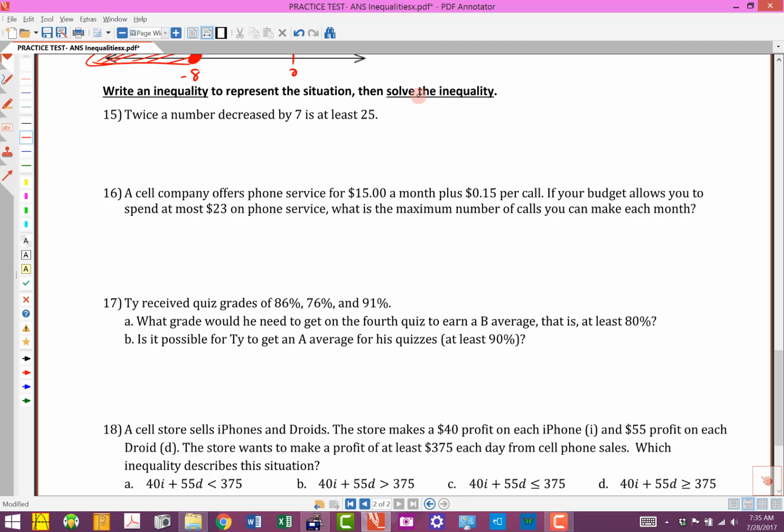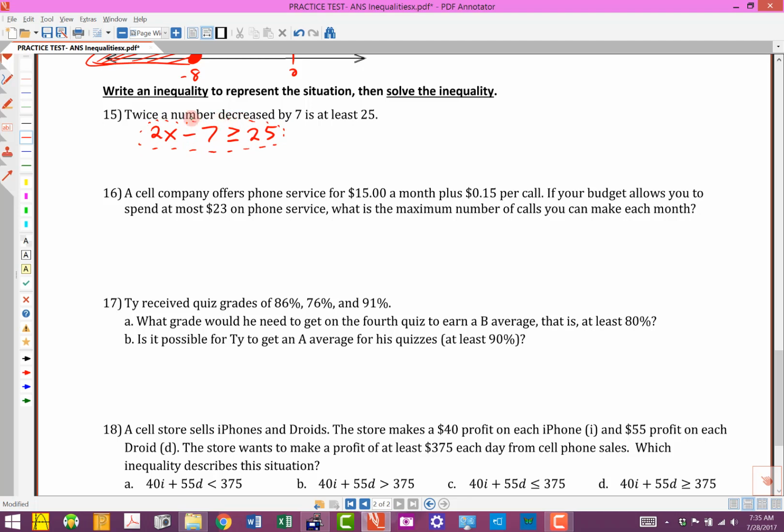It says twice a number decreased by 7 is at least 25. Twice a number, that would be 2x. Decreased by 7. If we decrease it by 7, we're going to subtract 7. And then what we're comparing it to is 25. It says this stuff has to be at least 25. That means the smallest it can be is 25, so it's got to be greater than or equal to 25. Remember it says at least, so the smallest it could be is 25, so it could actually be 25. So there's the inequality. You're going to get points for doing that.